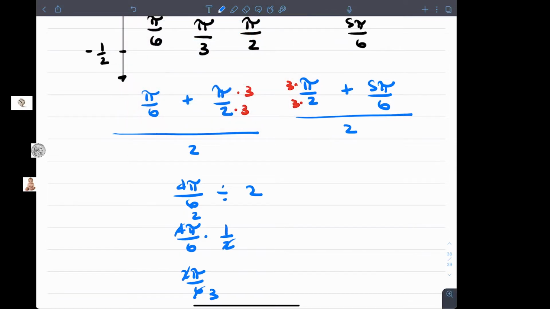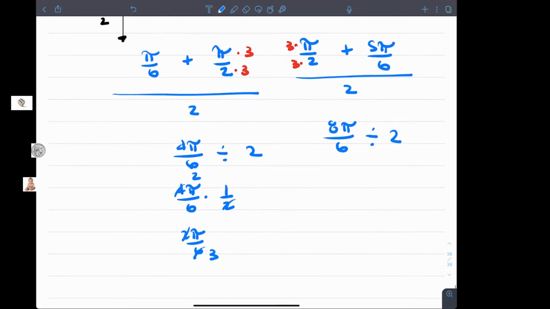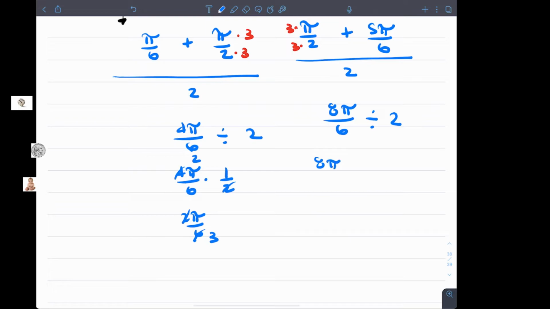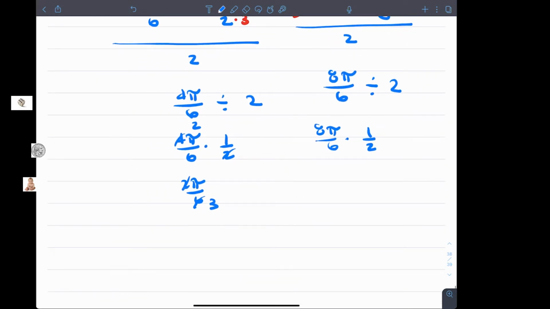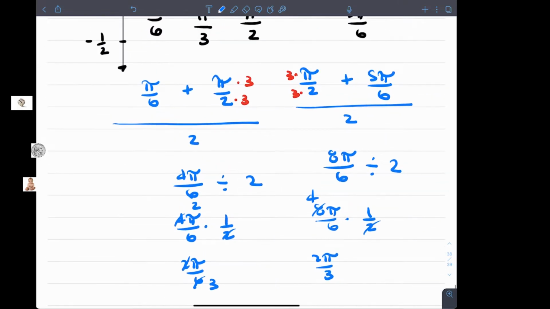8 pi and 5 pi gives you what? Or 3 pi, I gave you the answer. 8 pi over 6 divided by what? 2. Two pi over what? 3.